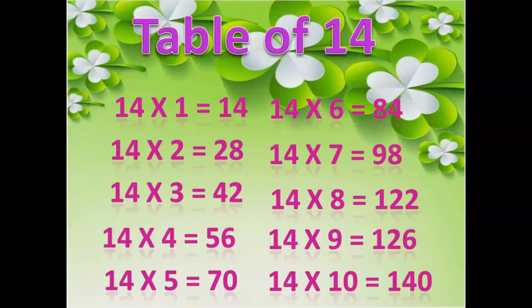Siddhi, unmute yourself. Okay, table of 14. Teacher, 14 ones are 14, 14 twos are 28, 14 threes are 42, 14 fours are 56, 14 fives are 70, 14 sixes are 84, 14 sevens are 98, 14 eights are 122, 14 nines are 126, 14 tens are 140. Thank you, miss. Very good.